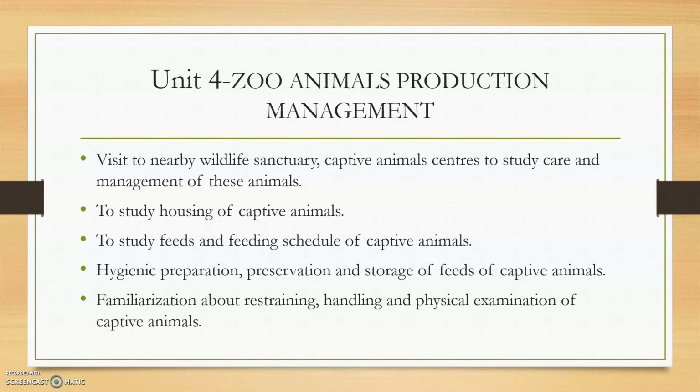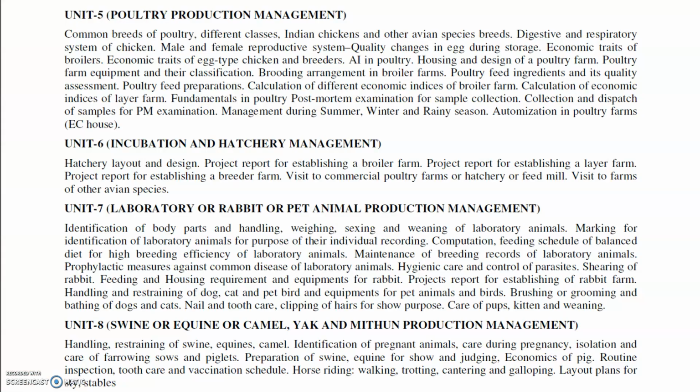So Unit 4 is zoo animals production management. You will be studying about the wildlife sanctuary, their daily habits, storage of feeds, feed schedule, captive animals, and their mental strength measurements.